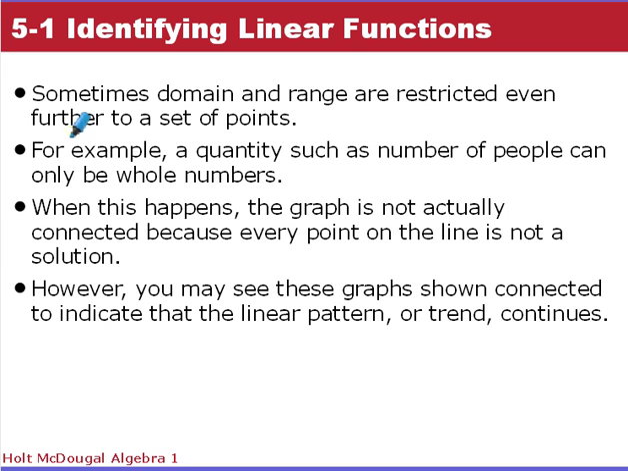So sometimes domain and range are restricted even further to a set of points. Example, number of people can only be whole numbers. We can't have partial people. When this happens, the graph is not actually connected. Every point on the line is not a solution, so it's going to be a discrete graph. However, you may see these graphs shown connected to indicate that a linear pattern or a trend continues. They make a trend line, or show how it's trending.